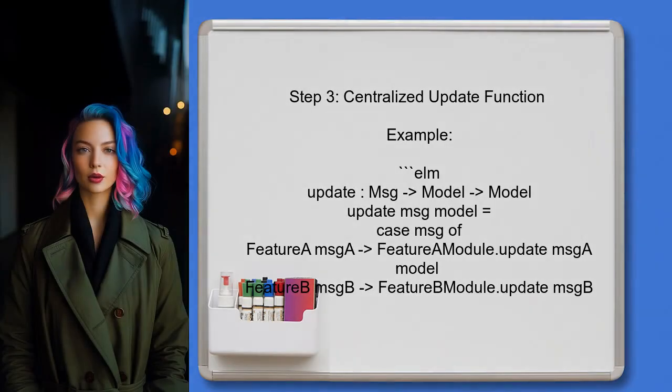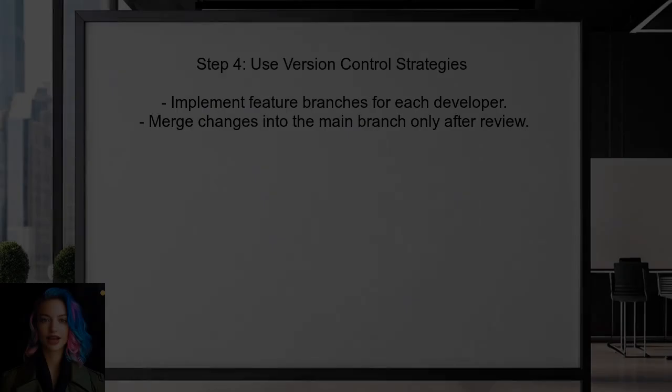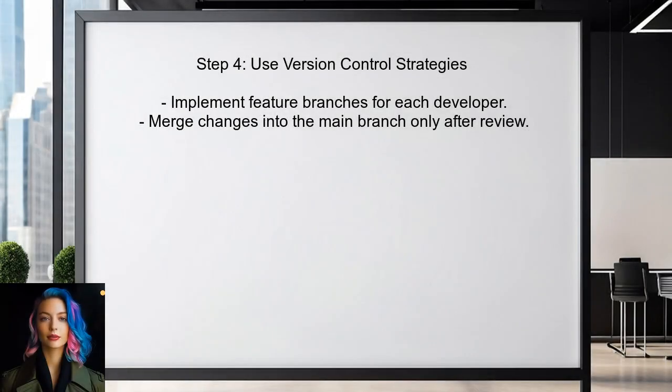The user can also implement a centralized update function that delegates to the appropriate module's update function based on the message type. This keeps the main update function clean and focused. Finally, the user should consider using a version control strategy that allows for feature branches. This way, each developer can work on their own feature without causing contention over the main message type.